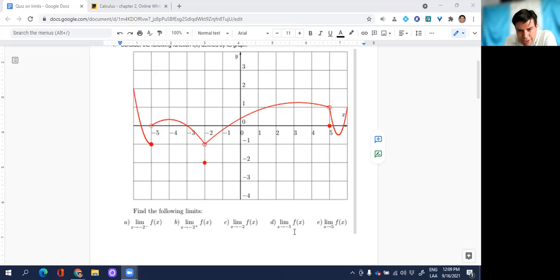The limit as x approaches -5 of f of x. So if we approach it from the left, that's -1. From the right, it's 0. So in general, it doesn't exist.